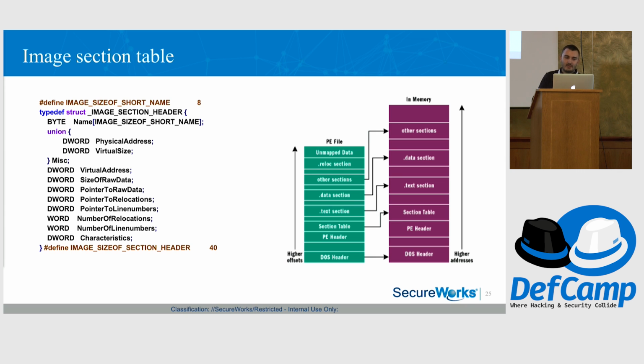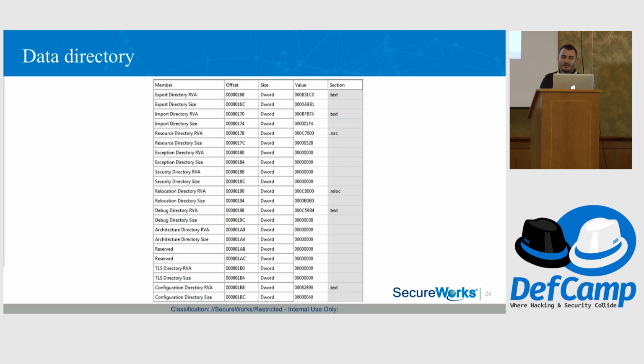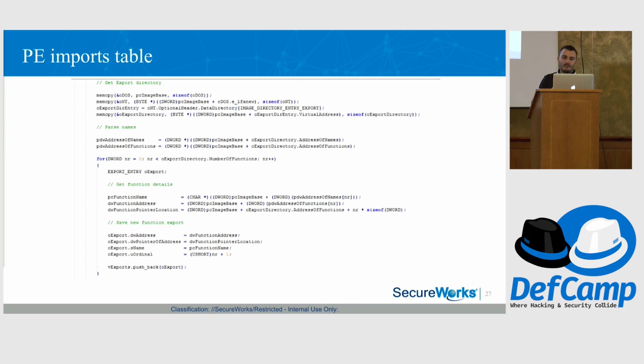This is a structure that describes a section header, like the text section. And this is the data directory that contains, for example, the export directory. In order to get the exports, to see what functions a DLL exports, we need to parse all this data. This is some poorly written code that can extract the exported functions from a DLL.